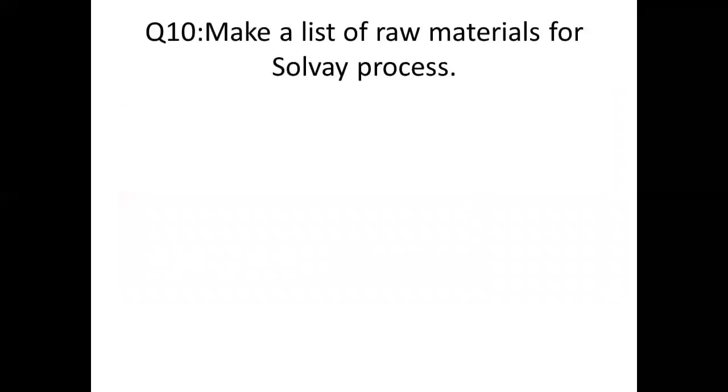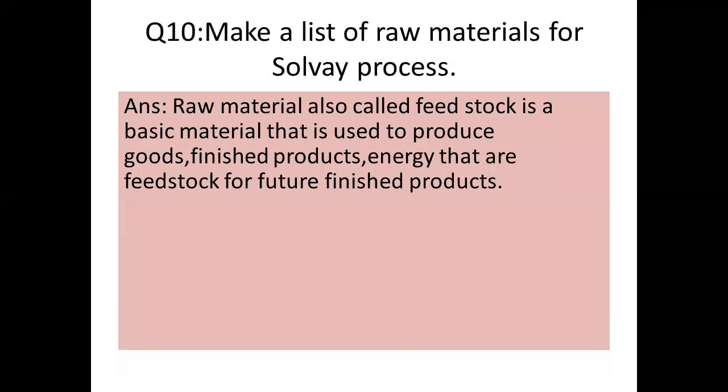Question number 10, make a list of raw materials required for the Solvay process. What are raw materials? Raw material, also called feedstock, is a basic material that is used to produce goods, finished products, and energy. They are the feedstock for future finished products, and they are obtained from the raw materials.